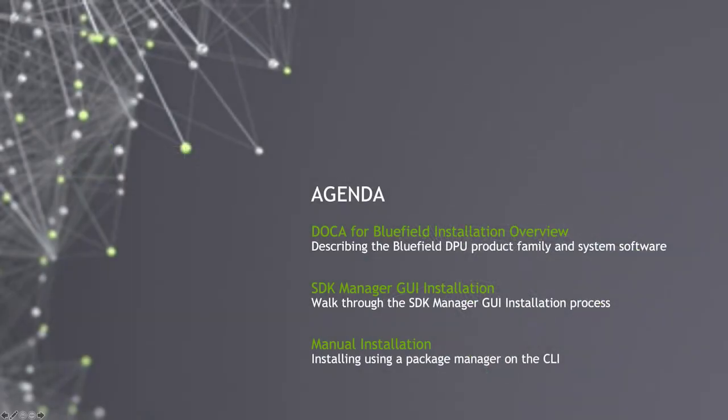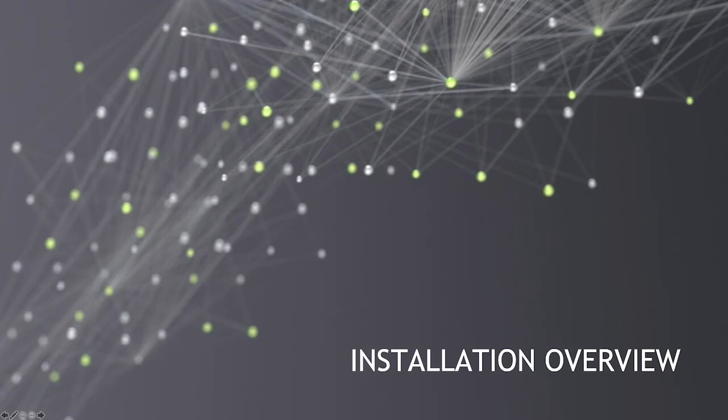This module has three main sections. First, we'll describe a little bit about the installation process and your options for getting a BlueField set up and installed with the DOCA SDK. Next, we'll walk through the installation process using the SDK Manager graphical user interface. Then, we'll also step through the process of manually installing a BlueField image and DOCA SDK packages for hosts that only use a command line interface. Starting with the overview.